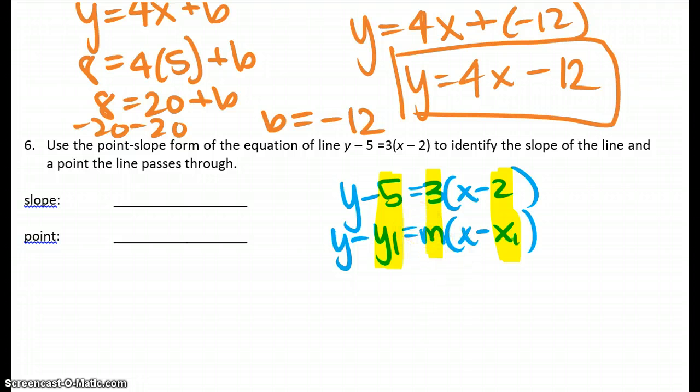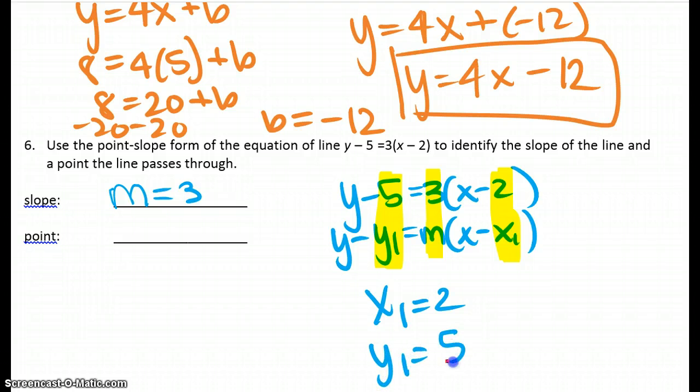So my slope is 3. M is equal to 3. And my point, x1 is 2. Y1 is 5. So my point is 2, 5.